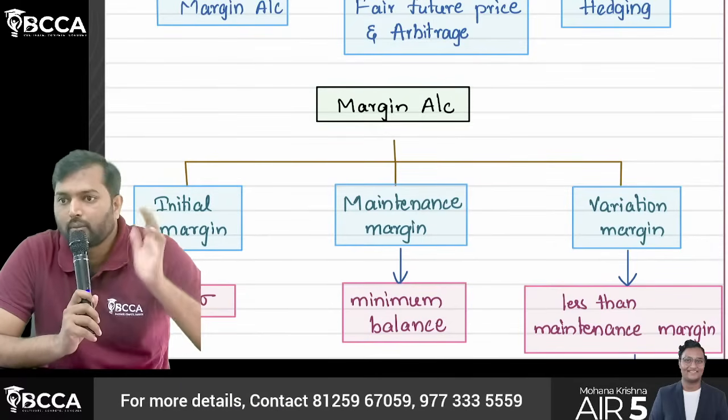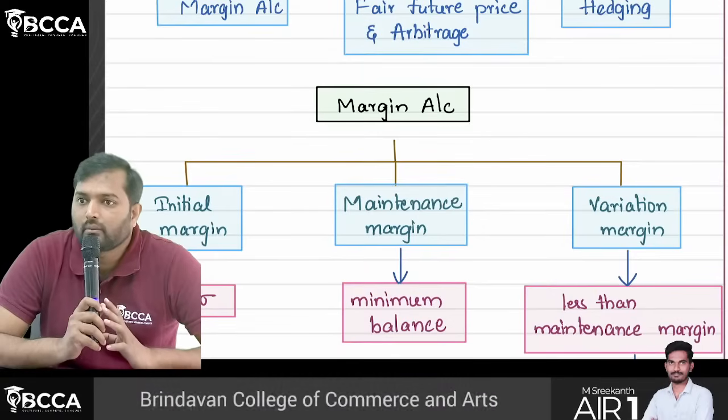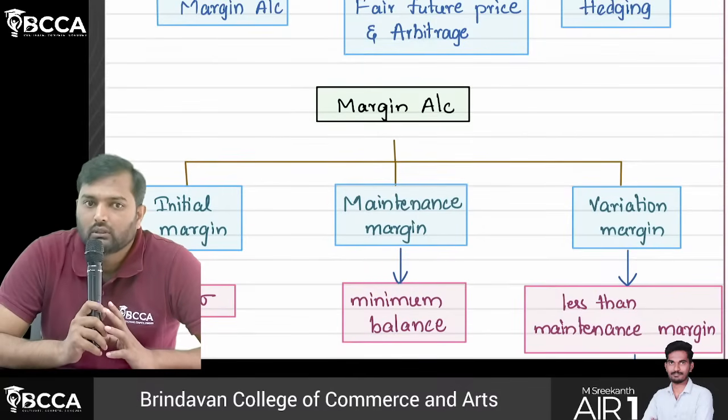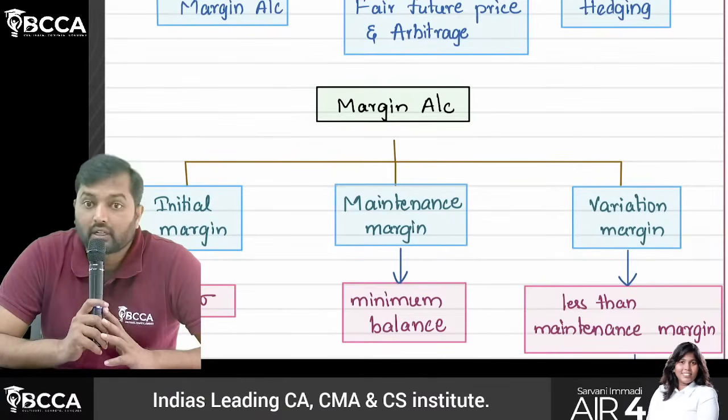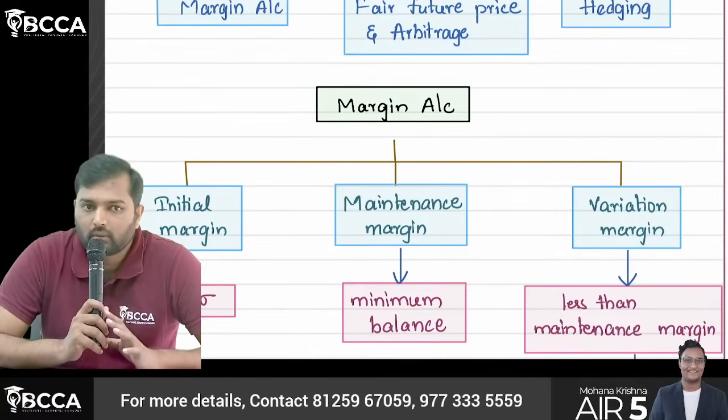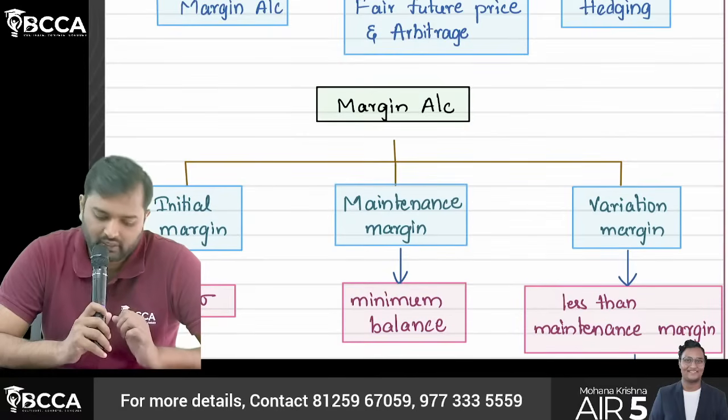Sometimes they will give directly a percentage. Initial margin is equal to 10% of the contract value. Since CFL one past question, they have given an initial margin directly as 10% of the contract value. Then you need not apply this formula, mu plus 3 times the standard deviation.